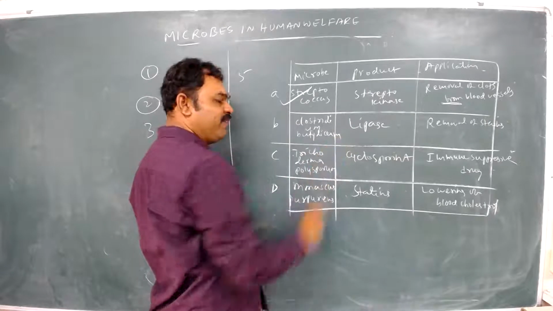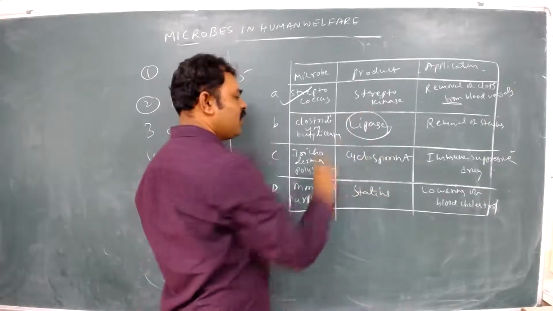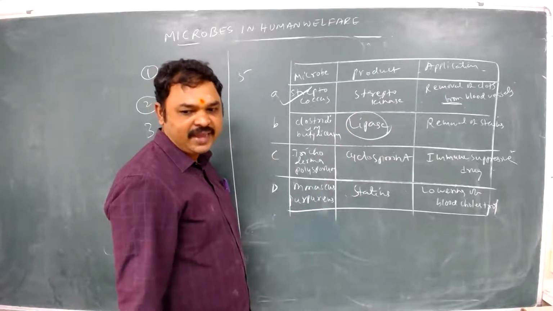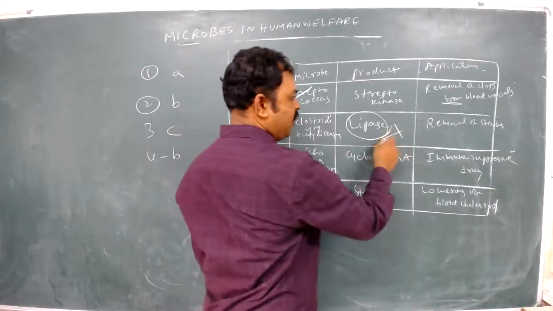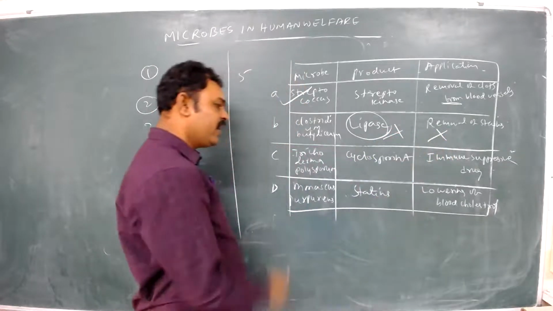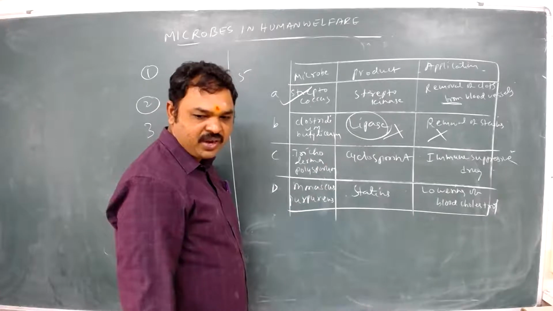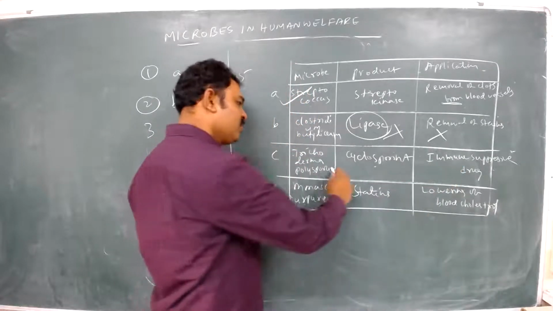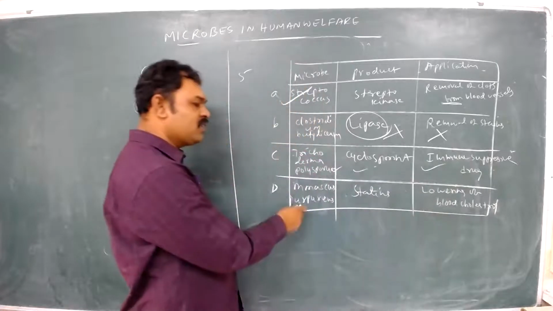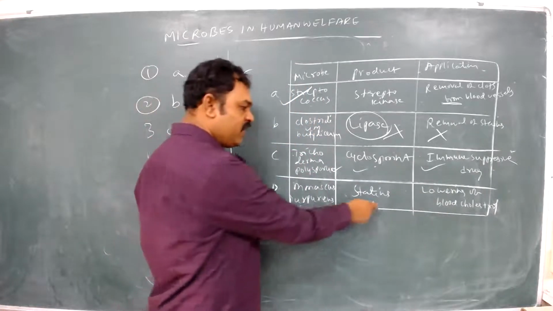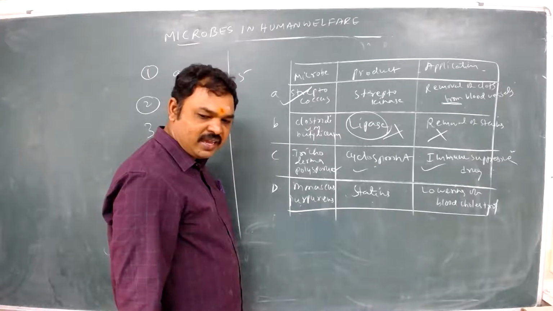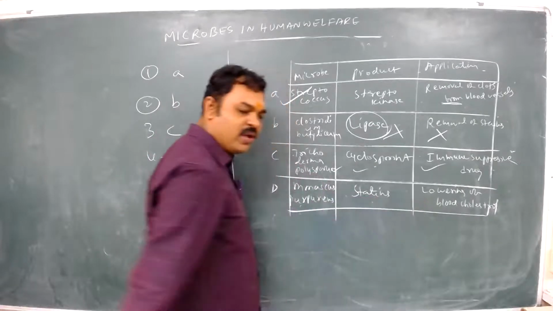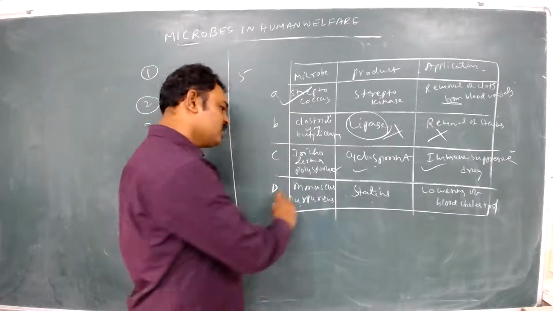Clostridium botulinum, product lipase? No. What is the product of Clostridium botulinum? Butyric acid. So this is wrong; removing stains is wrong. Trichoderma polysporum produces cyclosporin A, used as an immune suppressive agent, so this is correct. Monascus purpureus yeast produces statins, used for lowering cholesterol. So this is correct.